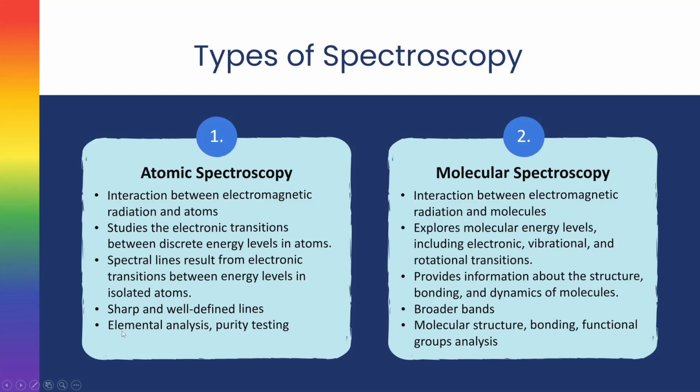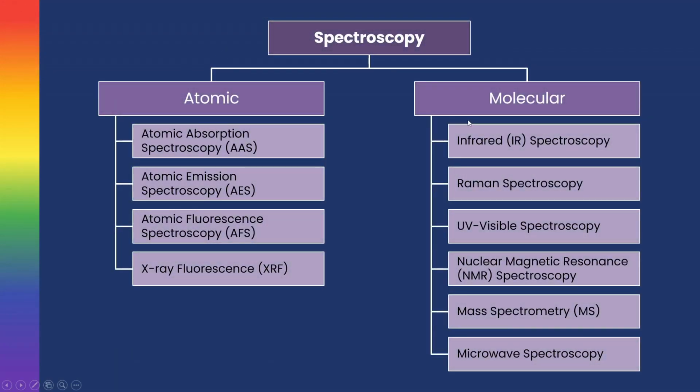Then atomic spectroscopy is used for elemental analysis and purity testing. Molecular spectroscopy is used to study molecular structure, bonding and functional group analysis. So these are all the atomic and molecular spectroscopy branches: AAS, AES, AFS and XRF come under atomic spectroscopy. Then IR, Raman, UV-visible, NMR, mass spectrometry and microwave spectroscopy come under molecular spectroscopy. In the upcoming classes, we will explore each type of spectroscopy in detail.